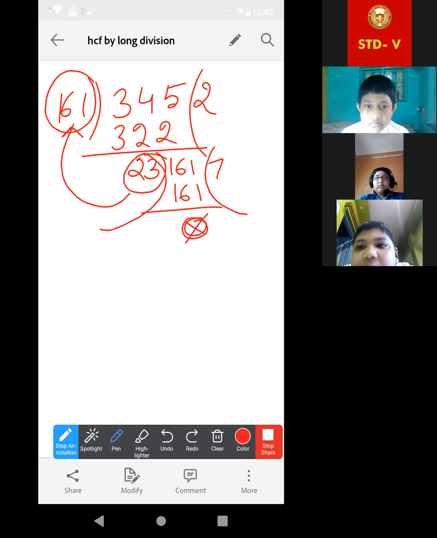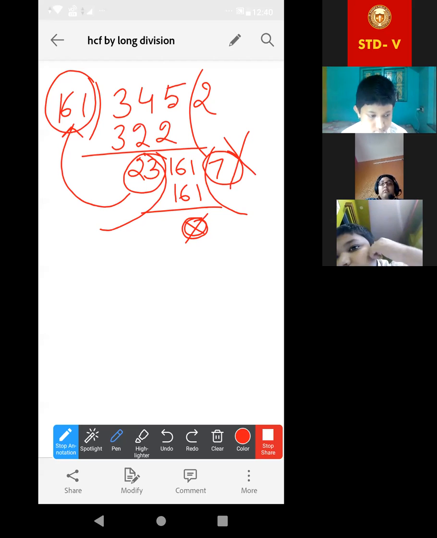Now look, we have got 0. So we have to stop here. Now the mistake most of the students are making is, what will be the HCF? Most of the students are writing the HCF is 7, not this quotient. Don't make this mistake.